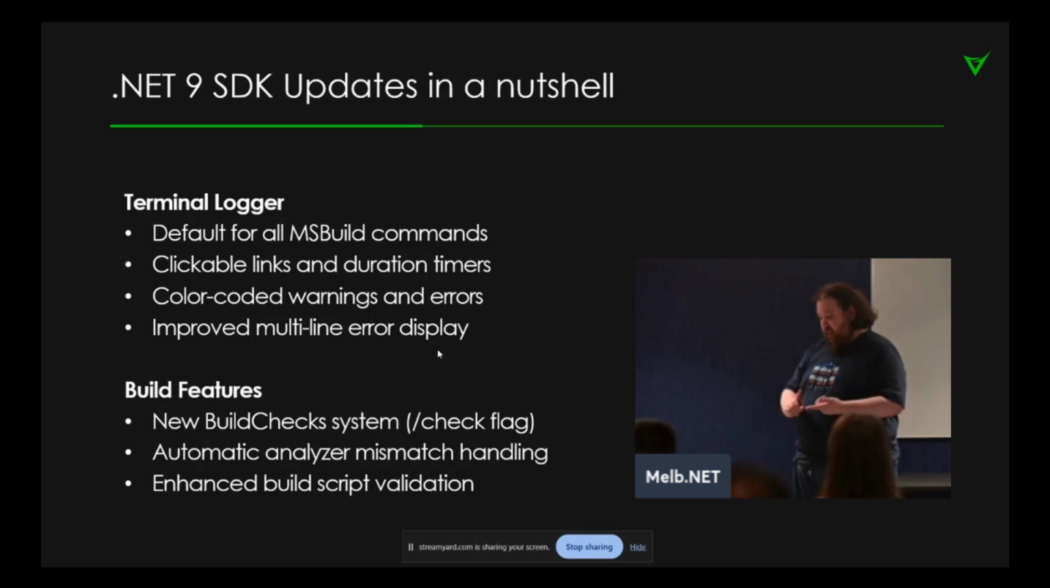Some build features. There's the new build check system. So there's a check system with MSBuild now. You can actually go and see errors and dependencies and do some checking on your project files to see if there's something in there which is broken. Because that can sometimes be a bit hidden when you're wondering, why is my stuff not compiling? And it's hidden deep inside all your property groups and things like that. So analyze the mismatch handling. Again, looking for those mismatches within project files and build script validations.